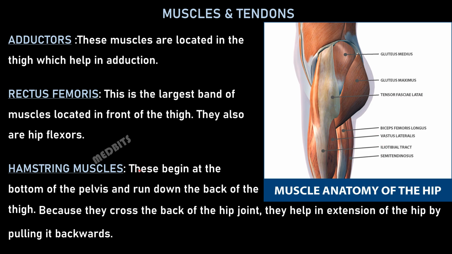Yeah. So hamstring muscles. These begin at the bottom of the pelvis and run down the back of the thigh because they cross the back of the hip joint. They help in extension of the hip by pulling it backwards.